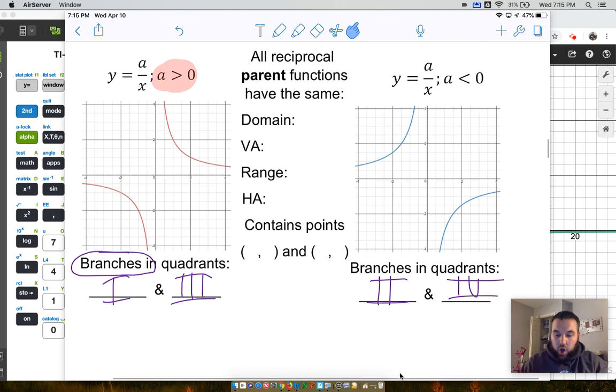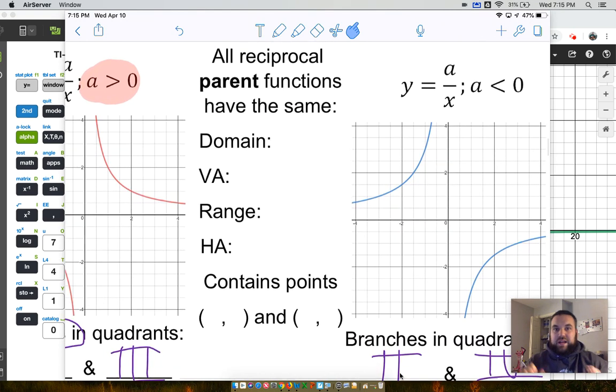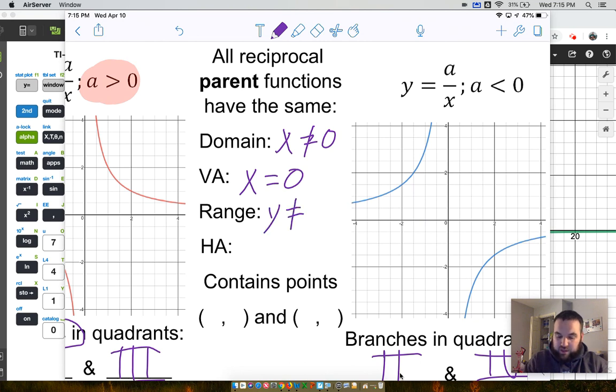But again, all of these reciprocal parent functions, now we are going to translate a little bit later, but they all have the same domain where x can't be 0, which leads to a vertical asymptote at 0. The range can't equal, y can't be 0 because I can't take a number divided by something and get 0, which leads to a horizontal asymptote at 0.